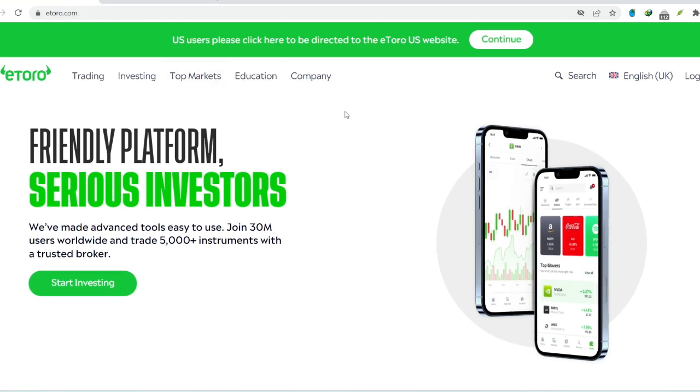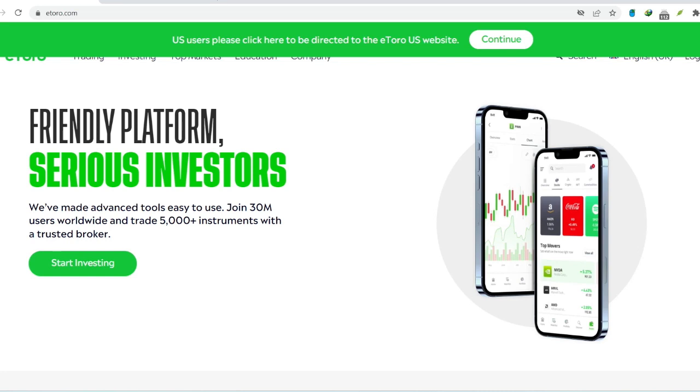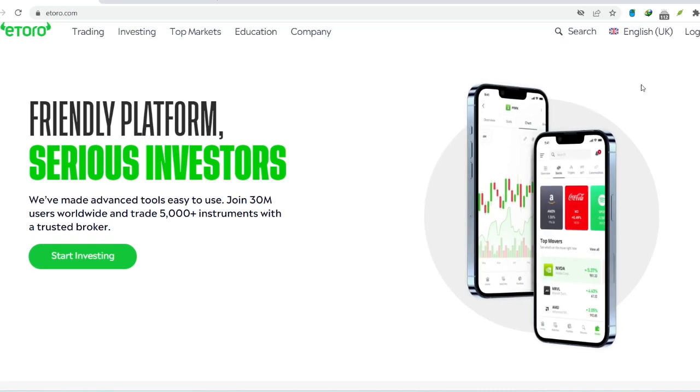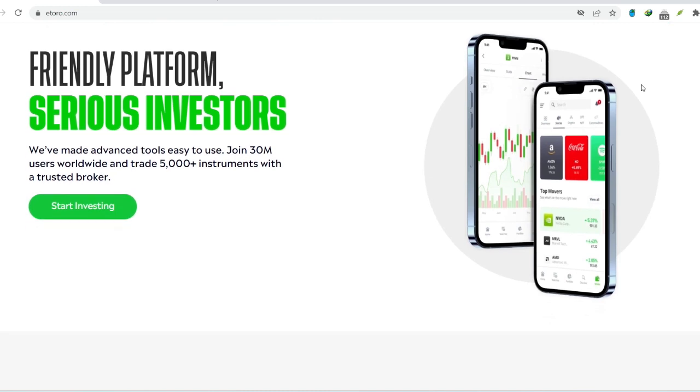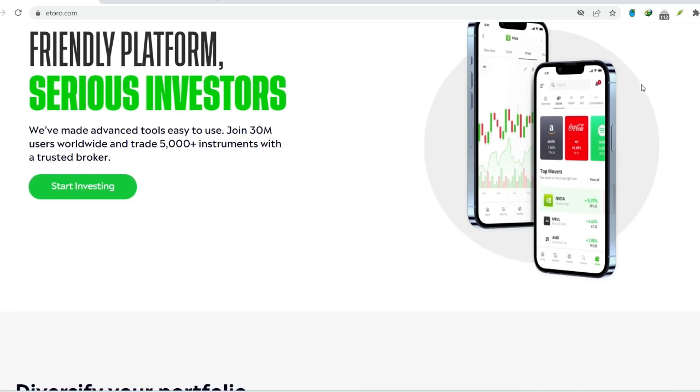Copy trading. Feeling overwhelmed by research? eToro lets you copy the trades of successful investors on the platform. It's a way to learn by observing and potentially benefit from their strategies. But remember, past performance isn't a guarantee of future results.